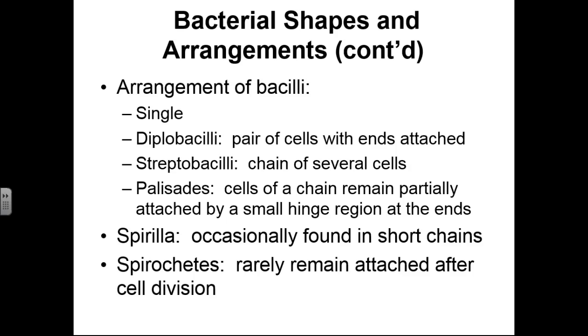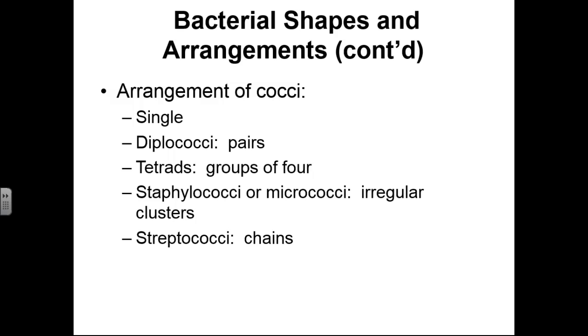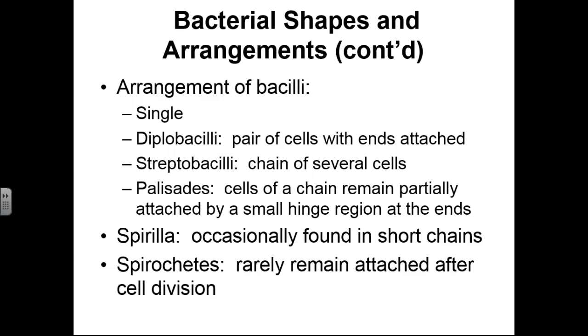So if we look at bacilli, our rod-shaped bacterium, we could have, again, just like with the coccal bacterium, a diplobacilli and a streptobacilli. Something that's unique for the bacilli bacterium is we could have a palisade. A palisade is a chain of partially attached cells with a small hinge region at the end. And this is named after an architectural feature.